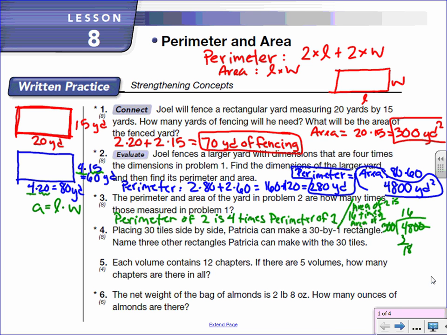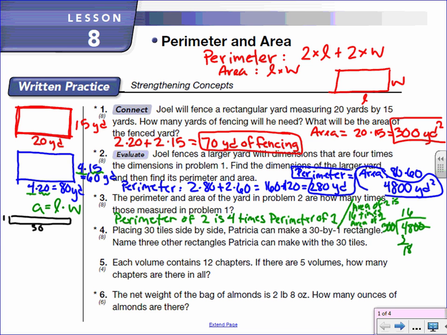Placing tiles, 30 tiles side by side, Patricia can make a 30 by 1 rectangle. So this is what that would look like. Name 3 other rectangles Patricia can make with 30 tiles. So they're asking you, what would be the dimensions if you have an area of 30? One way is 1 by 30.